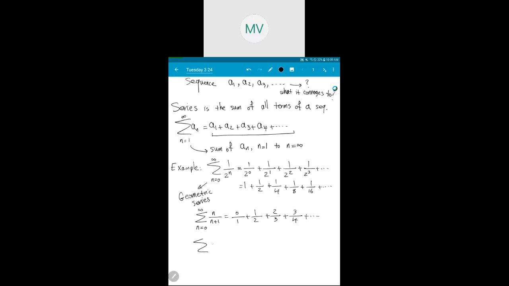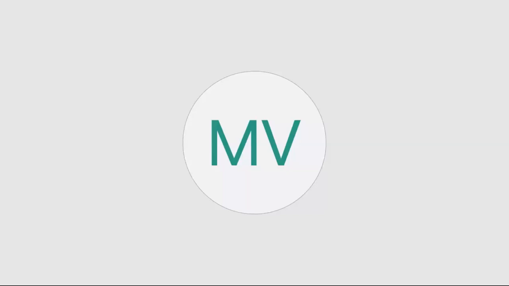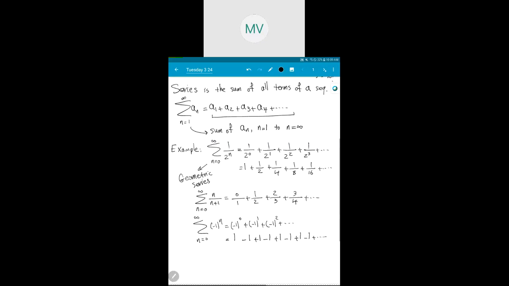Let's write down another one. Let's write down the sum of -1 to the n. Start from here. So that's -1 to the 0, -1 to the first, plus -1 to the second, and so on. As you can see, it's 1 minus 1, plus 1 minus 1, plus 1 minus 1, plus 1, and so on. Right? All right. And there are so many more examples that I can mention here.